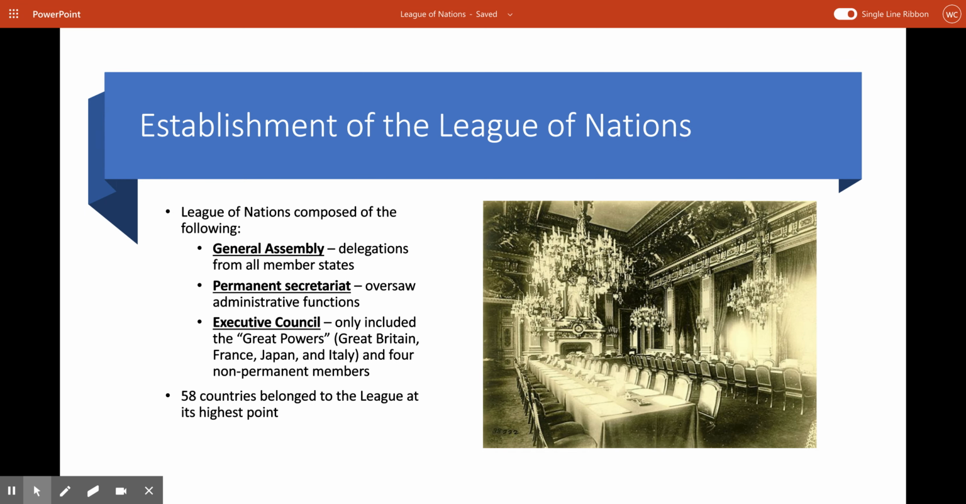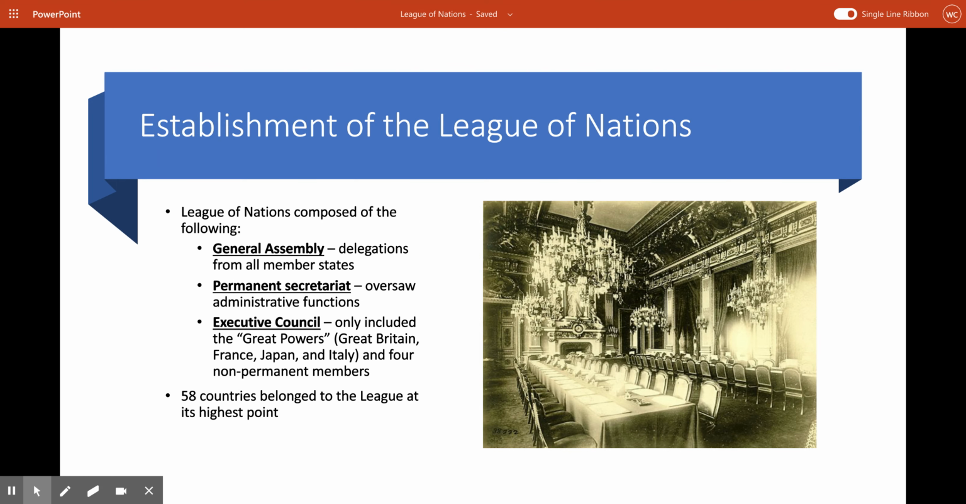So let's talk about how this organization was structured. So it was composed of a General Assembly, and this General Assembly included delegations from all the member states, all the member nations, right? And so each member state was able to send representatives to this body, right? And they would meet together and debate and try to resolve issues. And so each member state got to send three representatives, and every nation had one vote in the General Assembly.